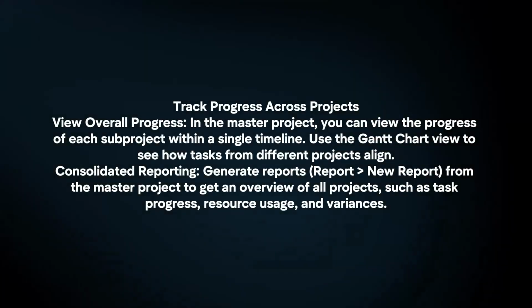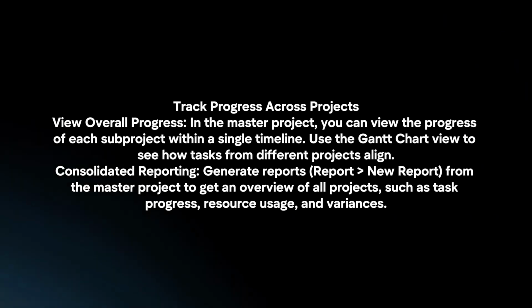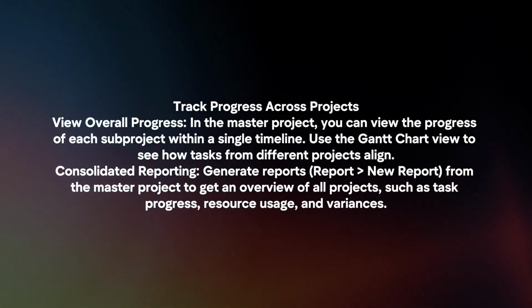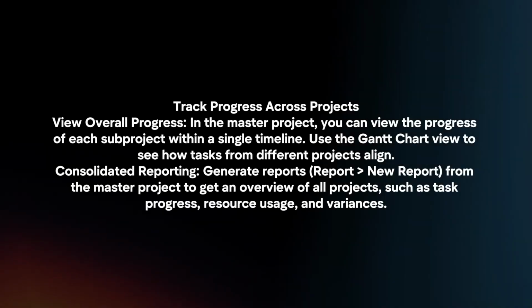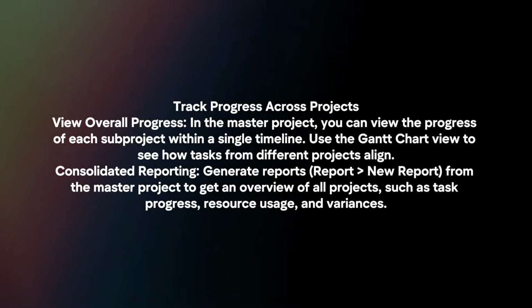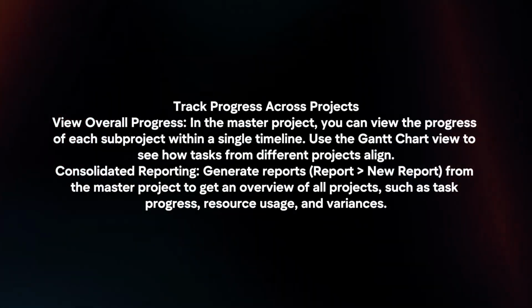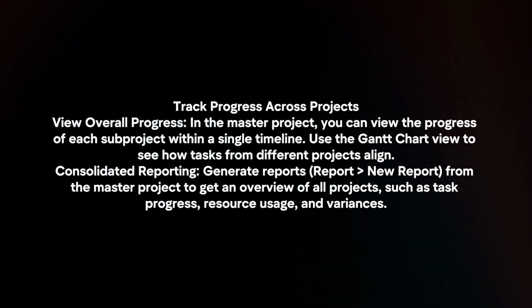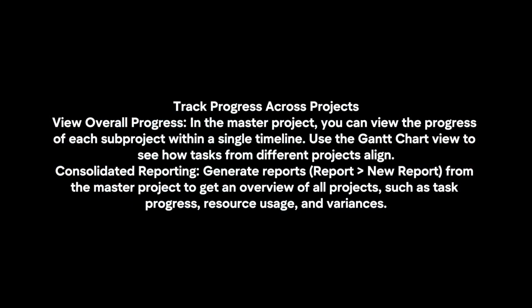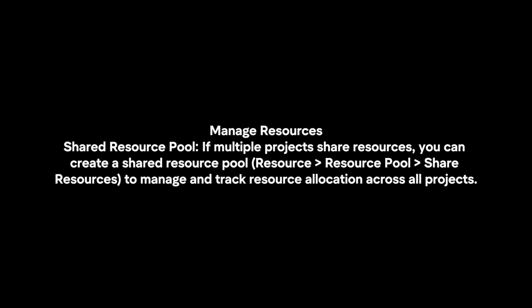Track progress across projects. View overall progress. In the master project, you can view the progress of each sub-project within a single timeline. Use the Gantt chart view to see how tasks from different projects align. Consolidated reporting. Generate reports from the master project to get an overview of all projects, such as task progress, resource usage, and variances.